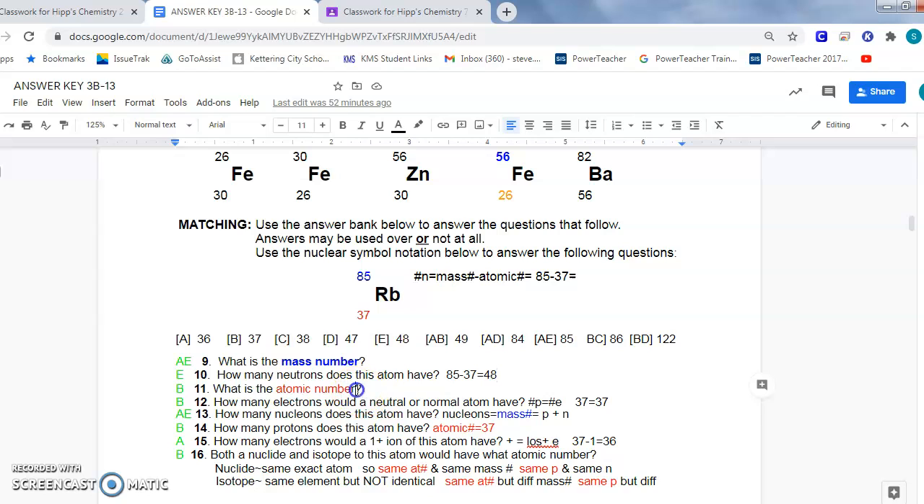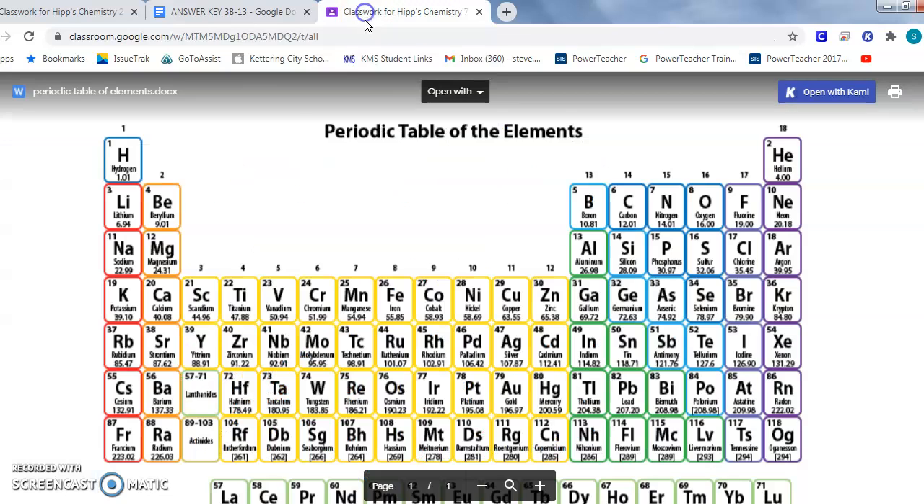That's letter E. What is the atomic number? Hey, that's the atomic number right there. By definition, that's where the atomic number goes. 37, letter B. And if you take a look, rubidium, the 37 is on the periodic table's upper left.